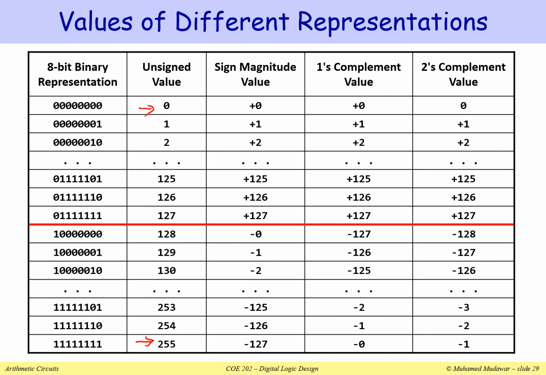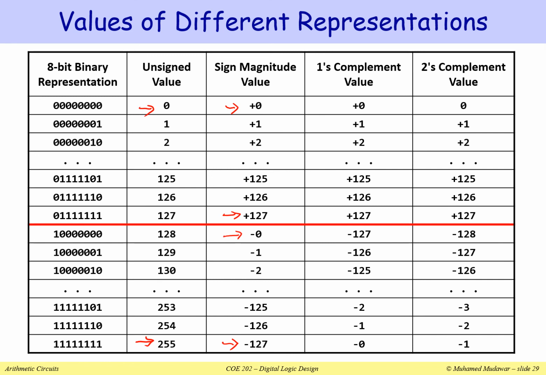If you have sign magnitude, you can go from plus 0 to plus 127, and you can go from negative 0 to negative 127. Notice that there is plus 0 and there is negative 0. So you give a different meaning and a different value for the number when it is represented in sign magnitude.